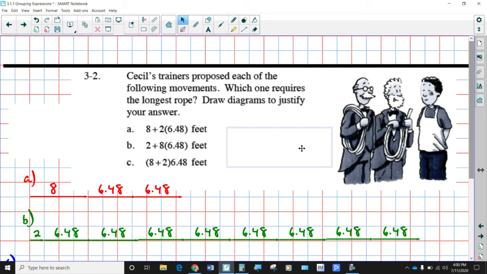All right, so Cecil's trainers. Ooh, I didn't want to show you all of this. Boo. Okay, whatever. I'll just do it for you. Forgot to cover it up.